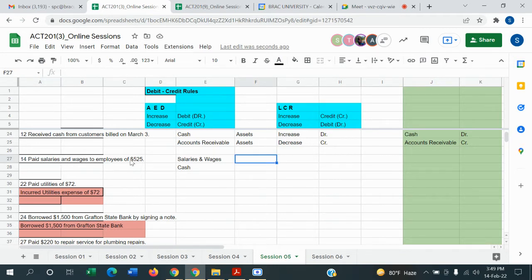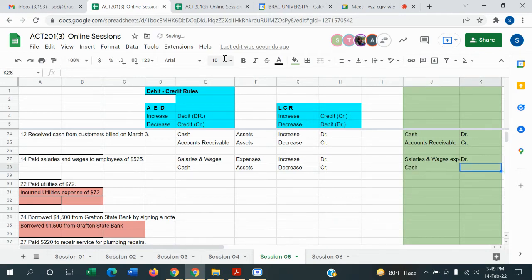So salaries and wages, what type of account? Expenses. Cash is an asset. Changes: expense increases, cash decreases. Rule: debit the expense, and credit the cash. Excellent. So we should write down salaries and wages expense, debit, and cash, credit.